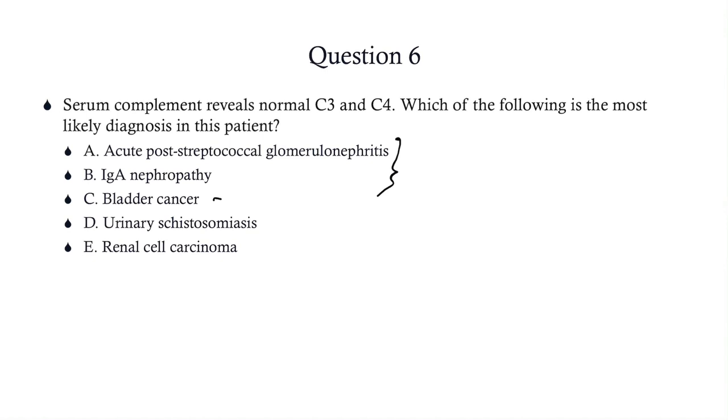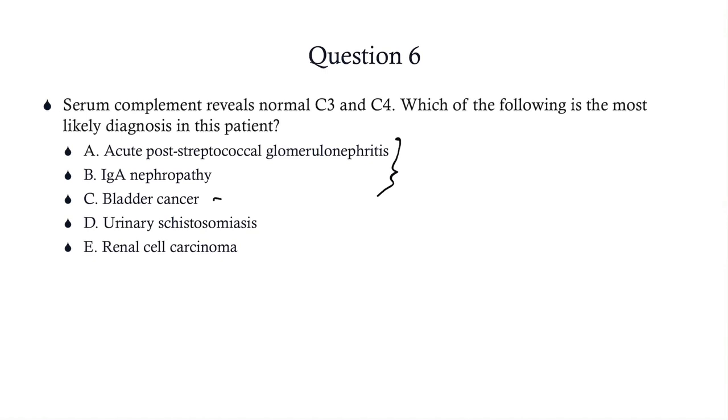Urinary schistosomiasis, yes, he was in Africa, but I will tell you something. With urinary schistosomiasis, they do indeed have hematuria, but it's a terminal hematuria. So they will be peeing and it will be normal. And then right when they get to the end of their stream, they see some blood. That is classic for schistosomiasis.